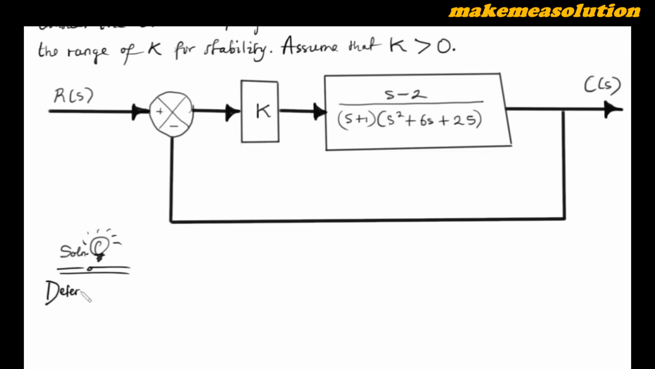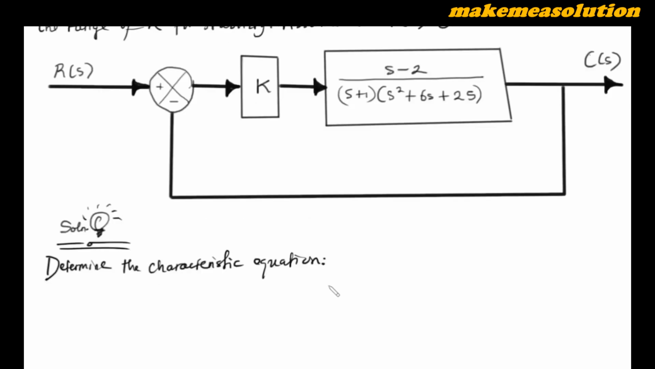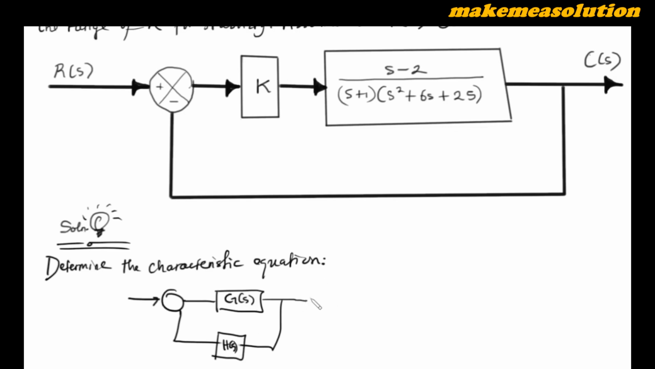So determine the characteristic equation. This is how we are going to determine it. Anytime you're given a closed loop system in this form, closed loop systems are usually given like this: your g of s, then you have a feedback, and sometimes in this place there's something we call h of s. So this is how it looks going in this direction.